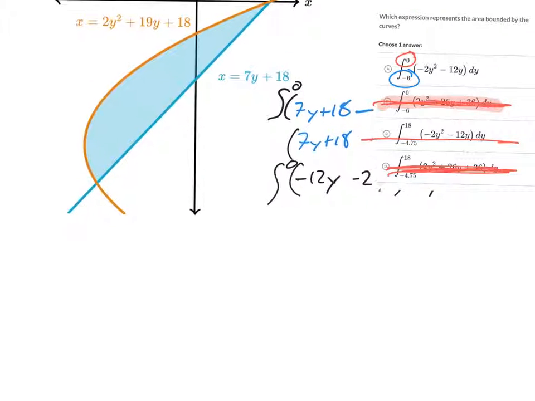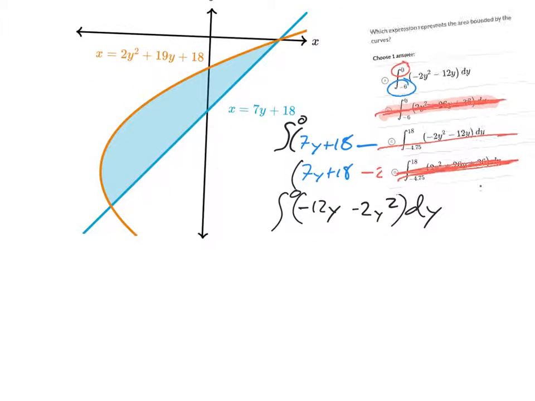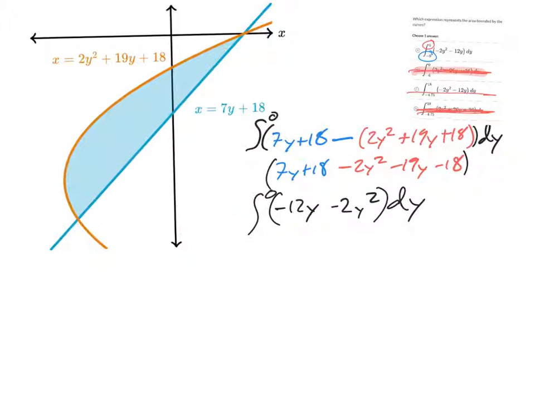So to do that, remember, we're just talking about when these two functions equal each other. So let's make a little equation. Let's say 2y squared plus 19y plus 18. If they both equal x, we could set them equal to each other. And we can just do some basic algebra.